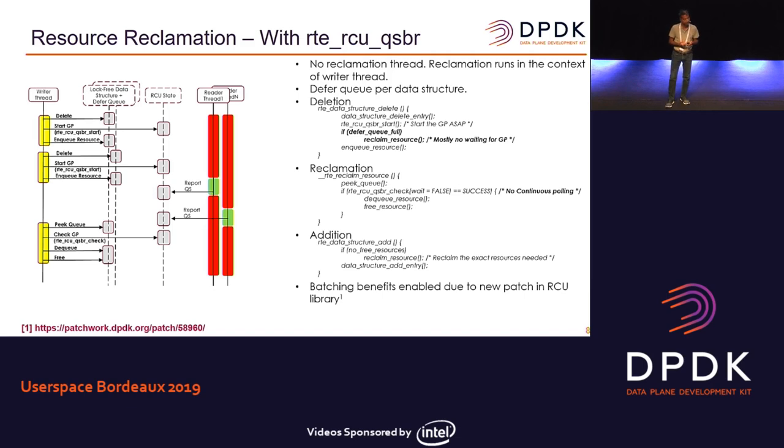So now, with this change, will the free resources count be per data structure instead of a global one, with every buffer queue having it? Yes, that's right. Every data structure keeps track of how many free resources are available, and the defer queue contains the resources meant for that data structure alone. Got it.